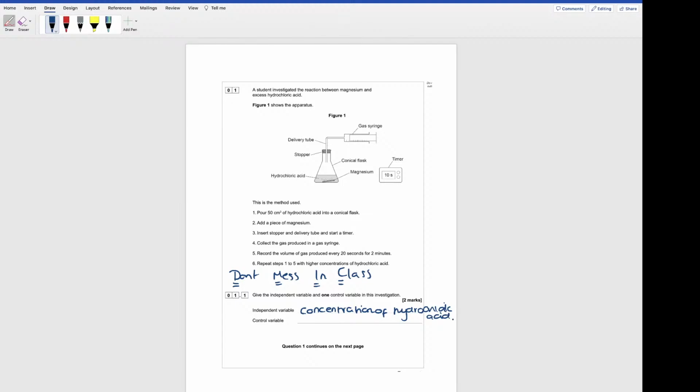And now the control is whatever you're keeping the same. So I would always say, look for the other reagent on this. So if they're changing the acid, you want to keep the magnesium the same. And specifically, you want to keep either the mass or the size of the magnesium the same. So, fairly straightforward question to start off with. That shouldn't be too challenging.